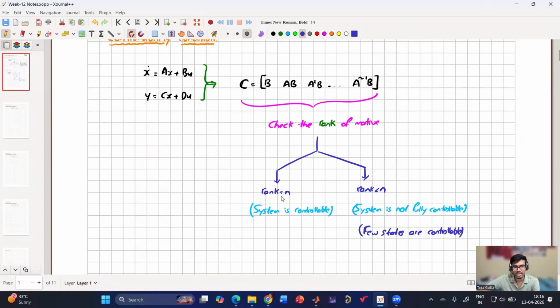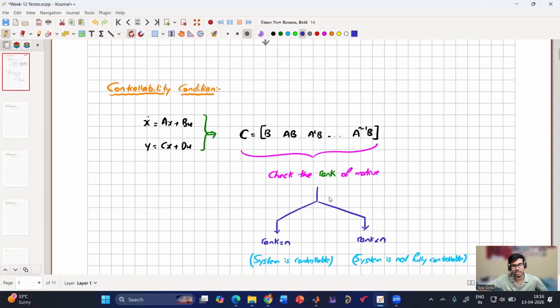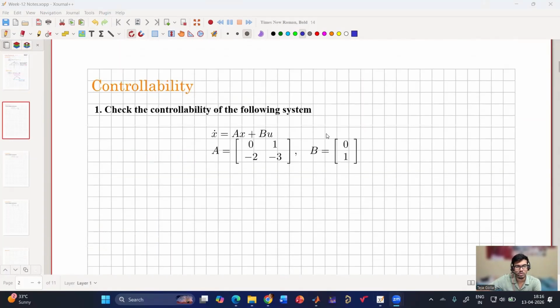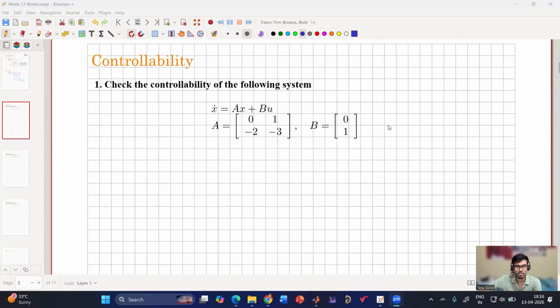If the rank is equals to n, then it means the system is controllable. If it is not, then all the states are not controllable. So depending upon the rank, we have to see how many of the states are controllable and how many of them are not. So in this way, we can see whether the system is fully controllable or not. So if you have any doubts till this point, you can ask, as we'll solve a couple of problems before we move to the observability topic. So any questions till now? Okay, no questions. Then we'll move to the first problem of today's session.